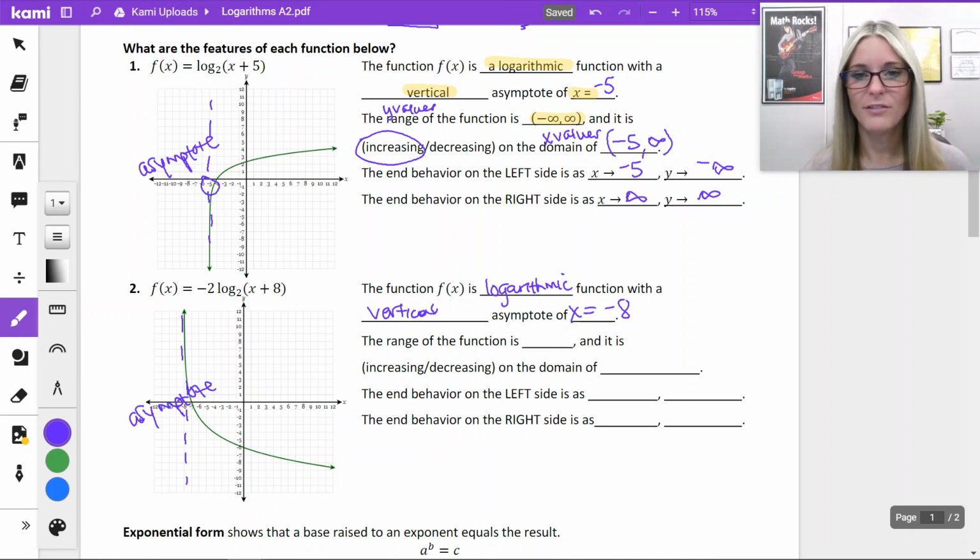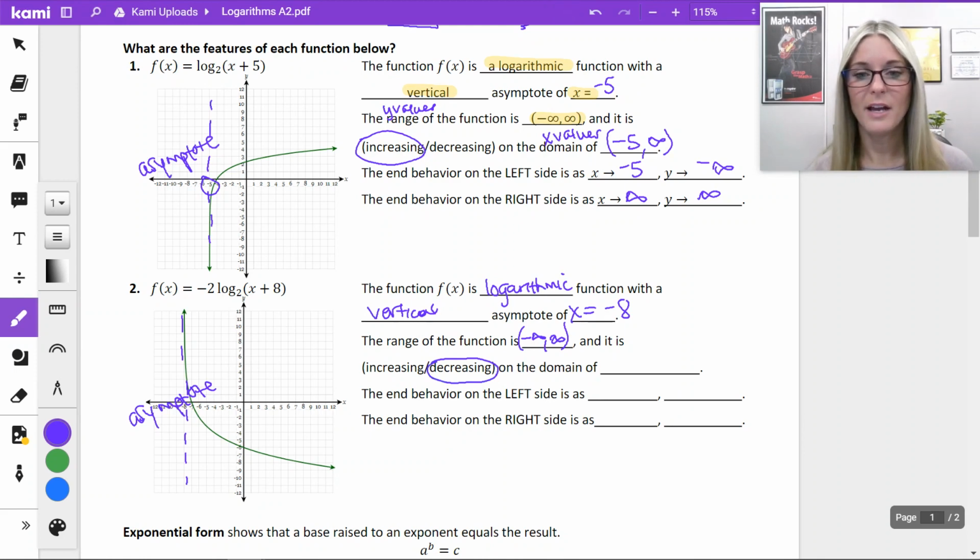The range of our function, same for every logarithm. Our y values are going low, low, low, a little bit over time, and high, high, high forever. So range, our y values, all real numbers from -infinity to +infinity. And it is increasing or decreasing. As I look from left to right, it is falling, decreasing.